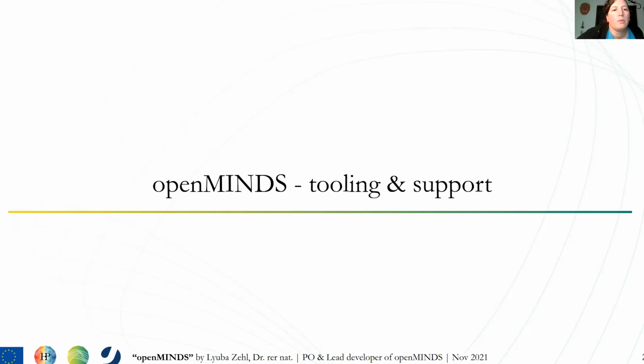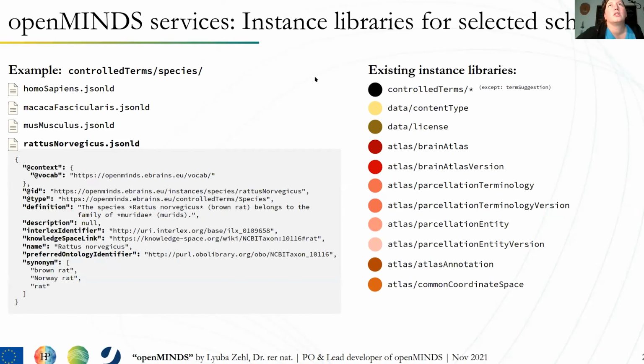For tooling and support, we of course do not expect that you write these JSON-LDs on your own. You can of course do this, but to make your life a bit easier, we provide tooling and support around openMINDS. And before I come to this, I just want to also point out that we already have an instance library for select schemas, for example for all the controlled terms, for the content types, meaning file formats, the licenses, and then various brain atlas instances. That you can find on our GitHub as well.